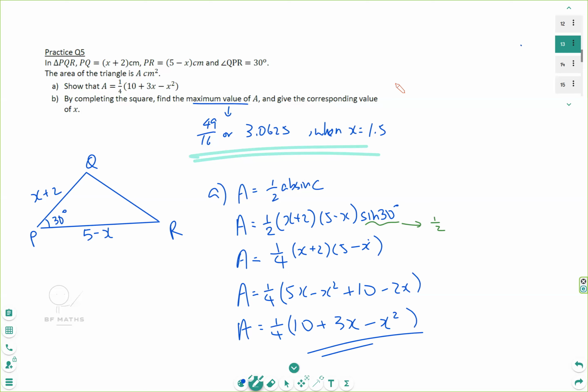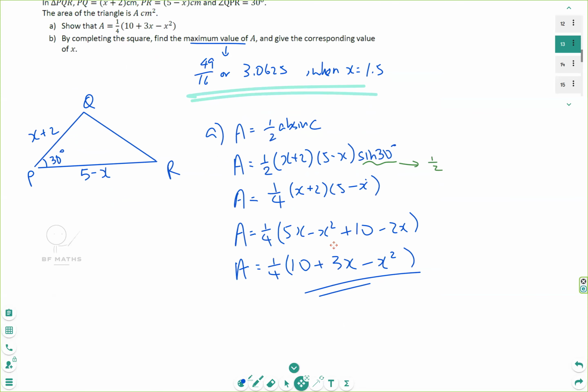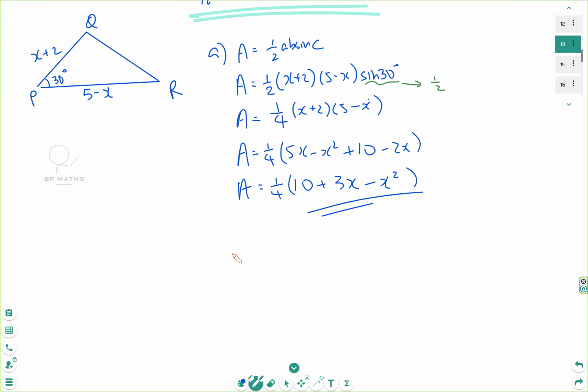All right, easy. So, part B, by completing the square, find the maximum value of A. You should have learned or done a bit of completing the square already from chapter 6 about circles. If you forgot, I'm going to show you how to complete the square for this one again. I don't like negative x squared because it's not helping us to complete the square, so I'm going to factorize a negative out. So it becomes x squared minus 3x minus 10.